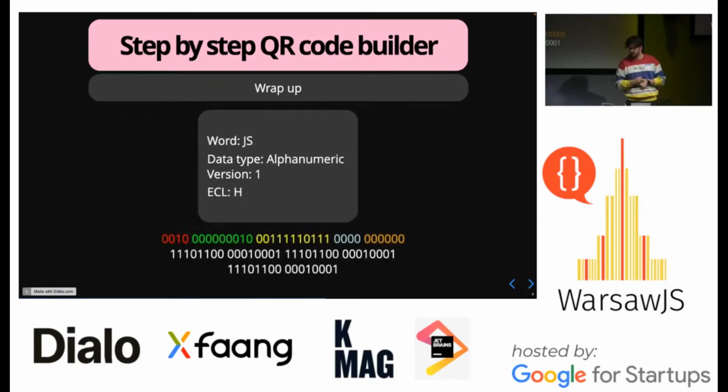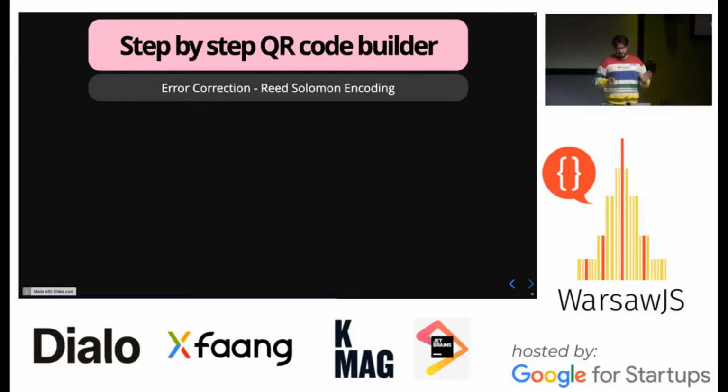So, a wrap up. And now, what is still missing? Our error correction codes. The process will be very simple here, because it is more complex and behind it there is deep math. But for this presentation, just simple steps.